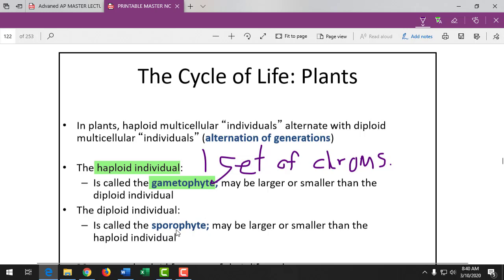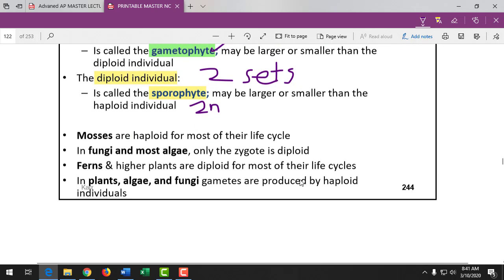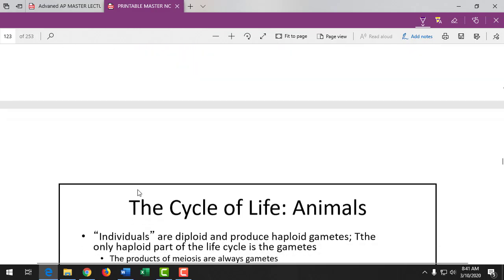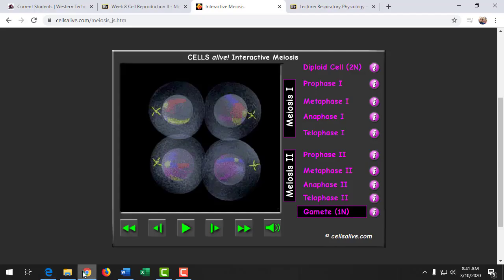And then the diploid version is called the sporophyte. And the sporophyte is larger and more obviously seen out in nature. So this is 2 sets. So we say 2N, and this would be N, 1 set of chromosomes. So let's take a look. I want to show you a picture of that.